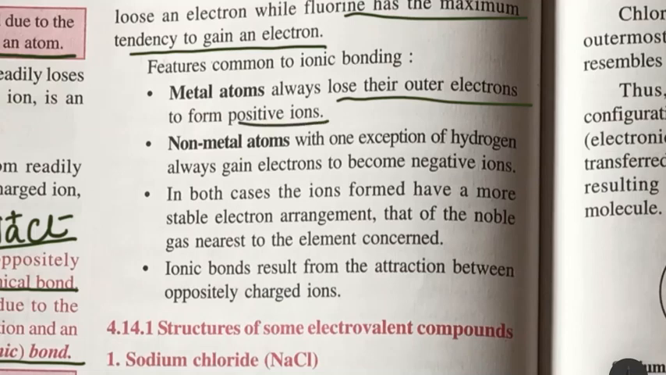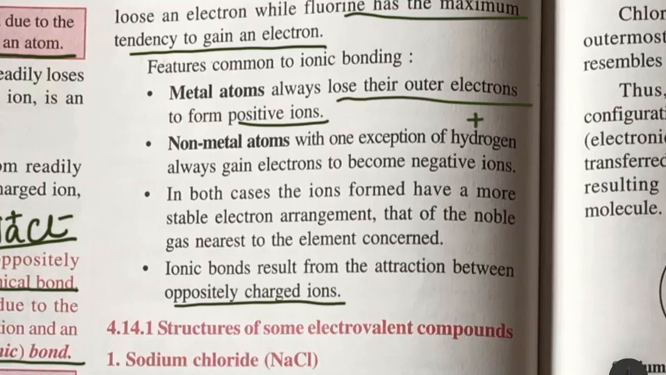Now the features that are common to all ionic bonding: metal atoms always lose their outer electrons to form positive ions. Non-metals form negative ions, with one exception, hydrogen. Hydrogen is the only non-metal which has a positive charge, because hydrogen has only one electron in its outermost orbit, so it can easily lose electrons and becomes positively charged. So in both the cases, the ions formed have a stable electron arrangement, that is, they have more or less an octet configuration. And ionic bonds result from attraction between oppositely charged ions, that is, positive and negative.